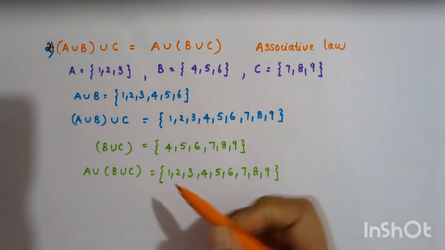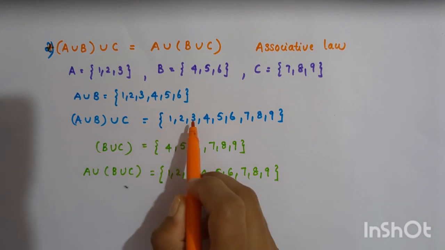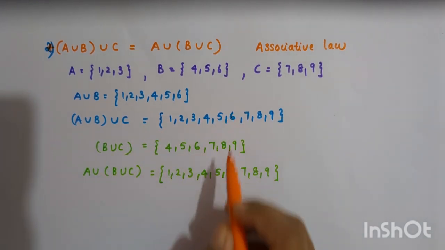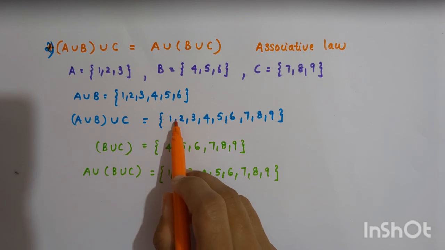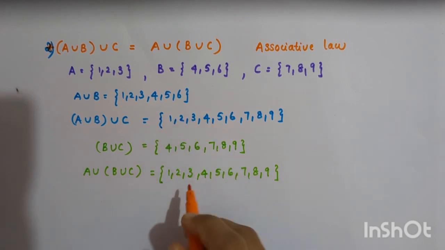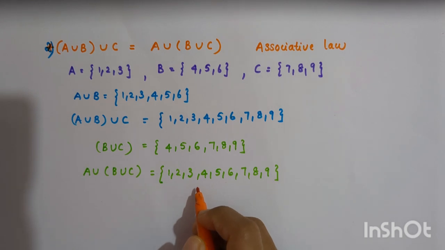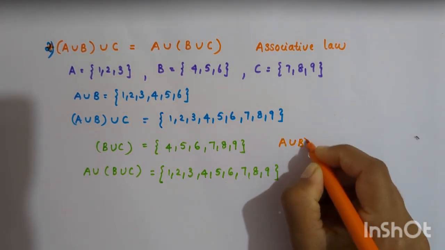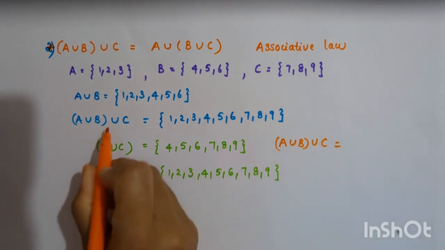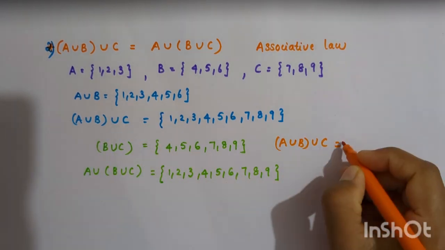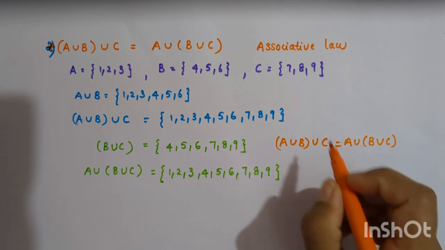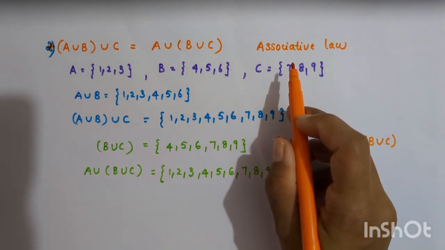Okay, now you see, this is A union B union C. This is A union B union C. You see, the results are the same now. All the elements in this set are the same as all the elements in this set. Alright, so here we can write A union B union C, that is actually equal to A union B union C. This is actually known as associative law.